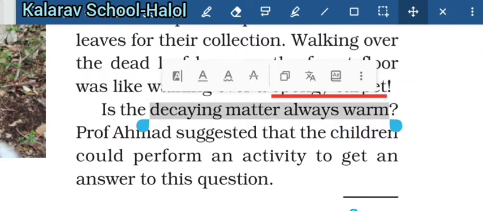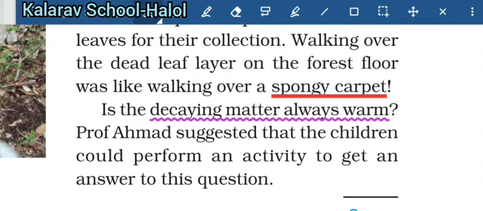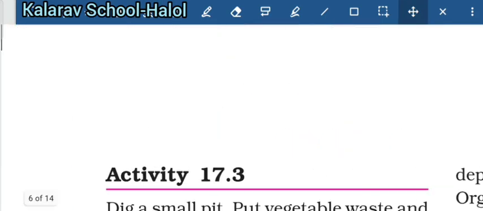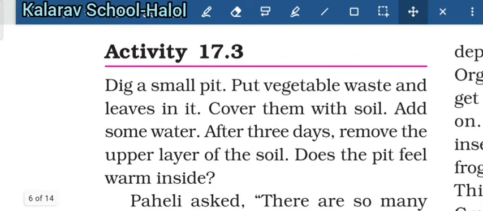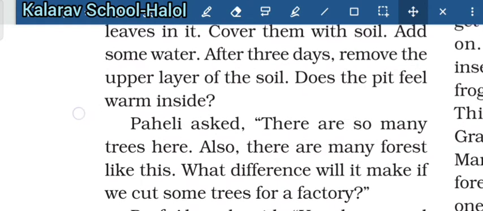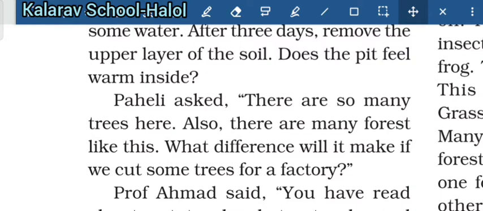The answer is given by Professor Ahmed, that the children could perform an activity to get an answer to this question. So we will find the activity. Dig a small pit, put vegetable waste and leaves in it, cover them with soil and add some water. After 3 days, remove the upper layer of the soil. Does the pit feel warm inside? So you should check it.